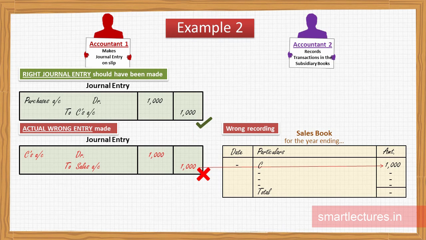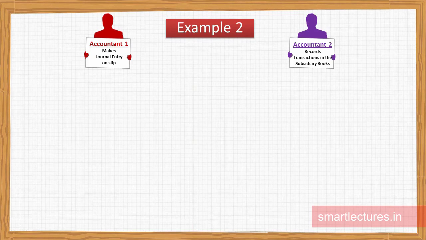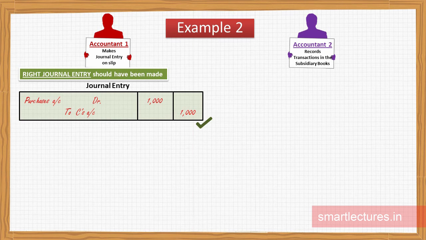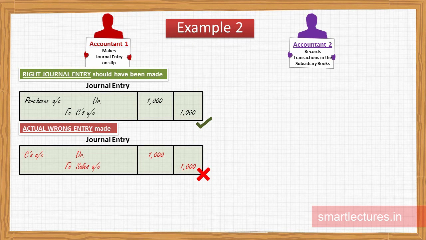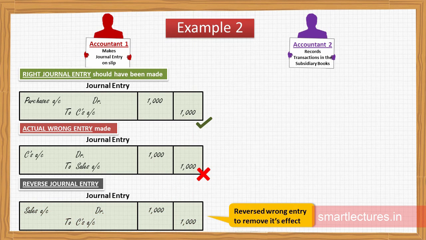So the right journal entry is purchases account debit to C, rupees 1000, and the wrong journal entry will be C to sales, rupees 1000. Now, you know how to solve this problem. First of all, write down the right journal entry. That will be purchases to C, rupees 1000. Then, write down the reverse journal entry of wrong one. That will be sales to C, rupees 1000. So this is the rectifying entry.